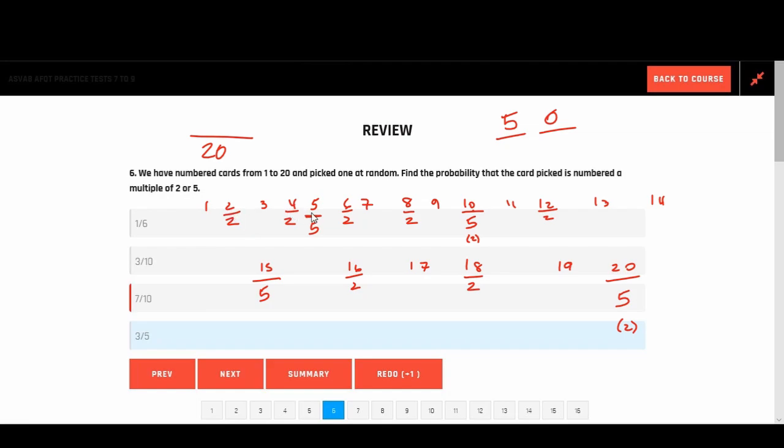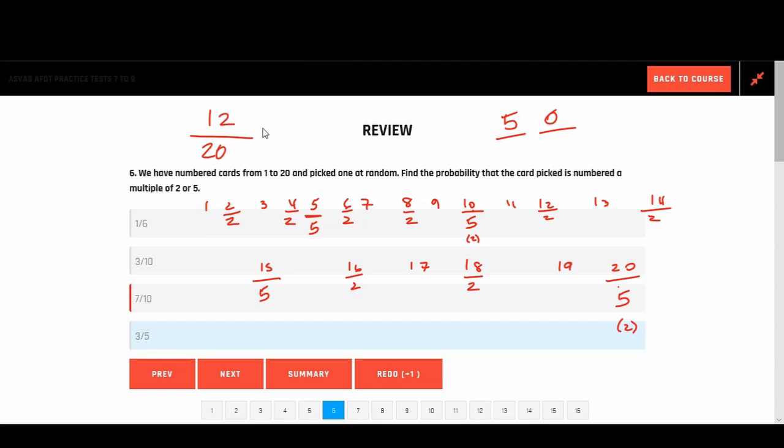But we want to count up how many multiples of 2 and 5 we identified. There's 1, 2, 3, 4, 5, 6, 7, 8, 9, 10, 11. Did I miss one? I did. I missed 14. Okay. So there's 1, 2, 3, 4, 5, 6, 7, 8, 9, 10, 11, 12 multiples of 2 or 5. So the odds of picking a multiple of 2 or 5, and we're not double counting 2s or 5s, is 12 out of 20.